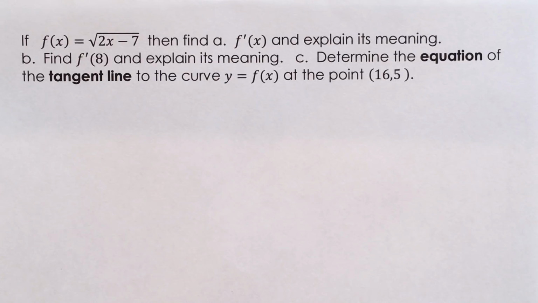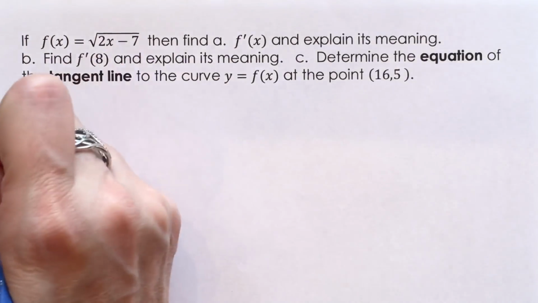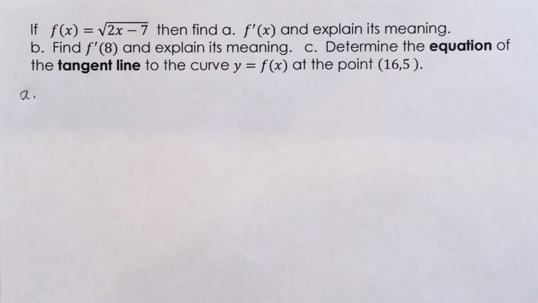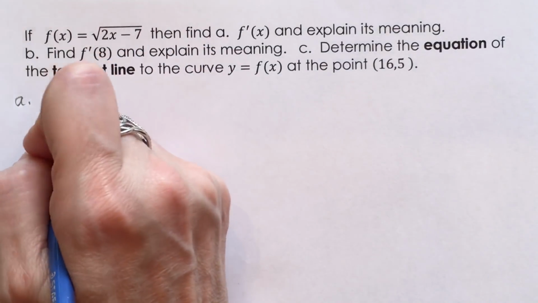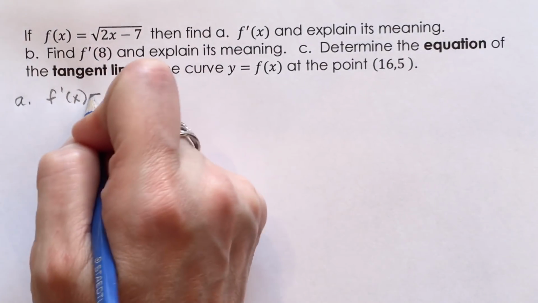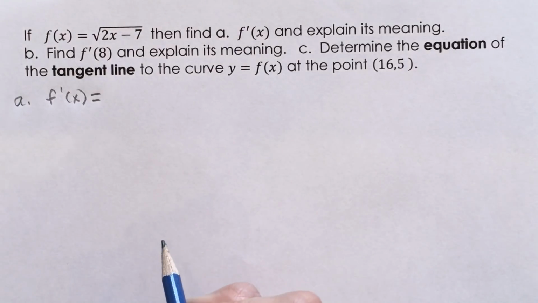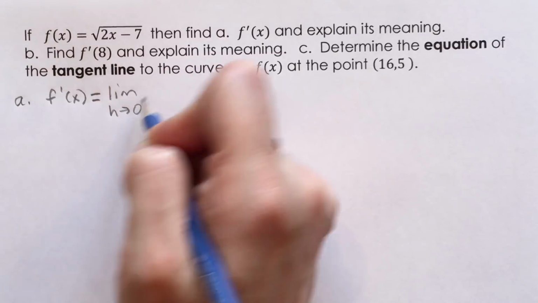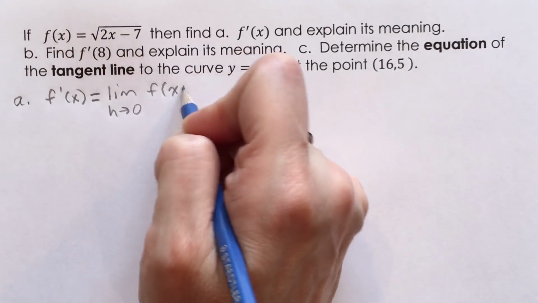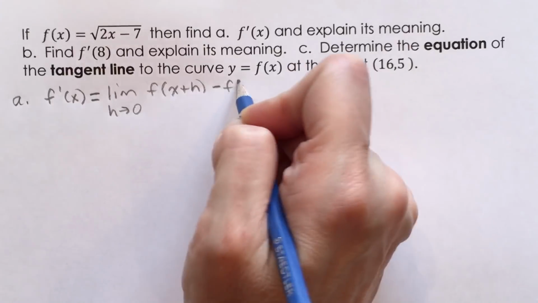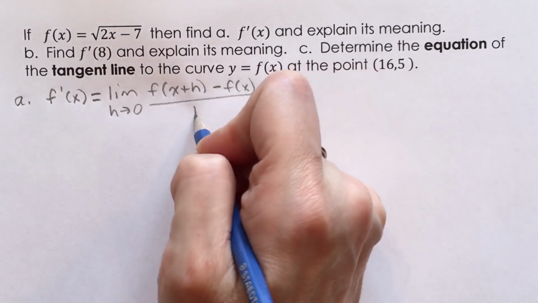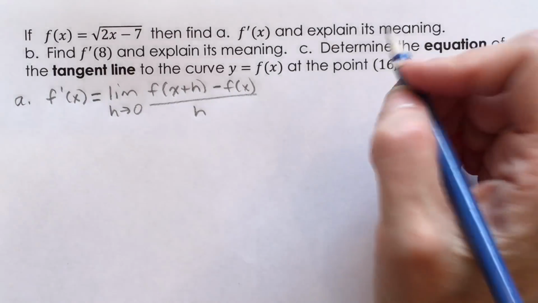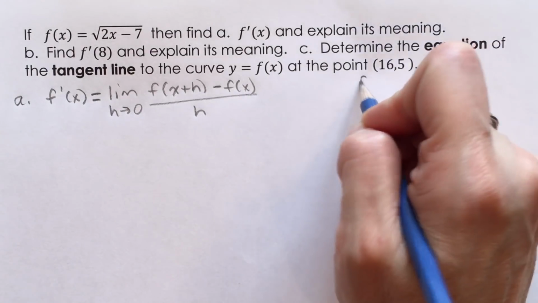Okay, so first to do A here, we want to find f prime at x and just explain what it is. So it's going to end up being a formula that helps us find the slope of the tangent anywhere to that curve. And the formula for f prime at x is the limit as h approaches 0 of f at x plus h minus f at x over h. So we have to figure out what f at x plus h is so we can substitute in. So I'm going to do that over here.